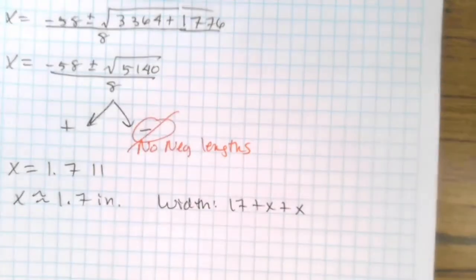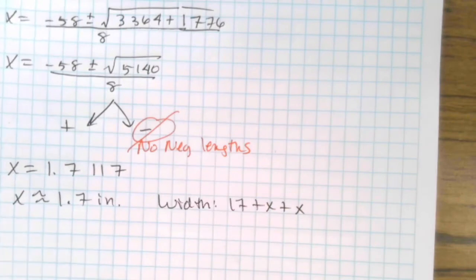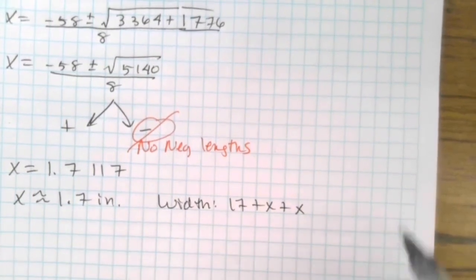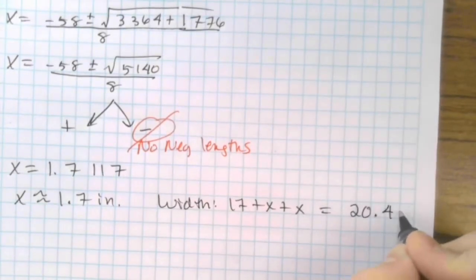I'm going to make it 1.7117, plus itself, or times 2, plus 17 is 20, and I'm going to round it to 0.4 inches.